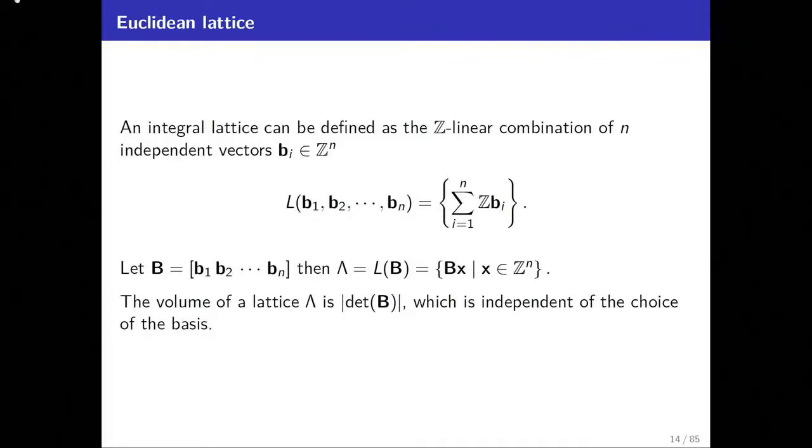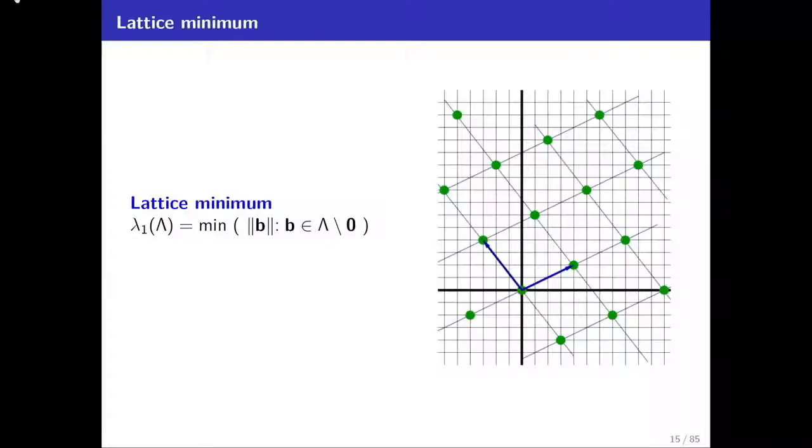So that's my notation. Okay, and the volume of a lattice is defined to be the absolute value of the determinant of the basis matrix, which is independent of the choice of the basis, so it's up to a unimodular transformation. The quantity that we are interested in for lattice problems is the so-called lattice minimum. It's the shortest lattice vector except the point 0.